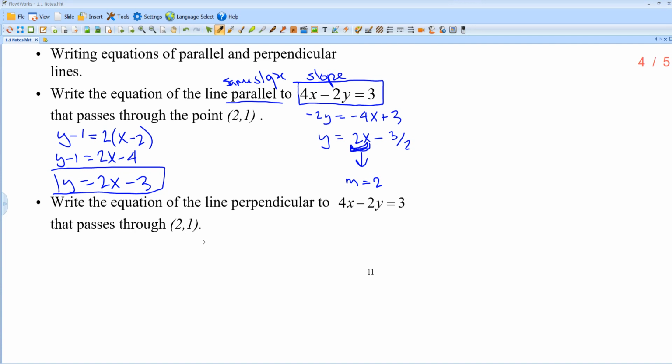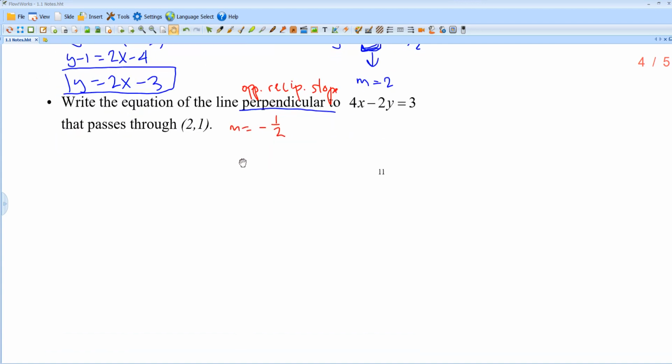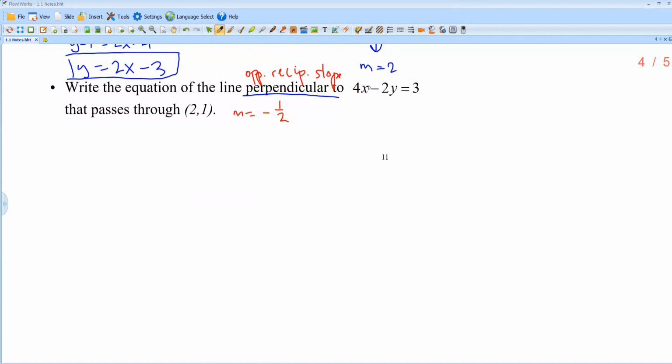Now we could use that same point and that same equation, but now say, what if I want something that's perpendicular? If I want something that's perpendicular, what I want is an opposite reciprocal slope. So now instead of m being 2, we want m to be negative, and you flip 2 over, so it becomes 1/2. Now, the slope of this equation was still 2. I didn't go back and resolve it. So the slope here is 2. The slope of our new line is going to be negative 1/2.